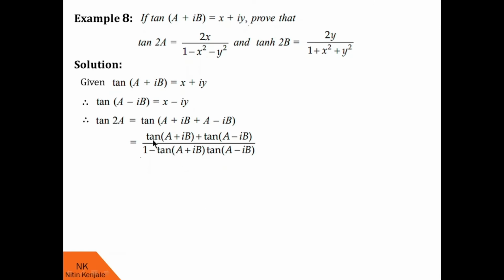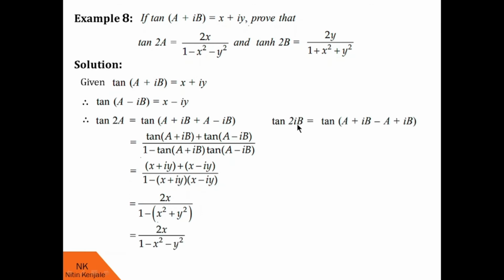Now let us substitute values of tan of a plus ib and tan of a minus ib from here. So tan of a plus ib we replace by x plus iy, and tan of a minus ib we replace by x minus iy. So we get this. Let us simplify this part. When I open these brackets, plus iy and minus iy will get cancelled. So we will be left with 2x in the numerator. This can be treated as a plus b into a minus b, which is nothing but a square minus b square, on simplification of which we get x square plus y square over here. So tan 2a is 2x upon 1 minus x square plus y square.